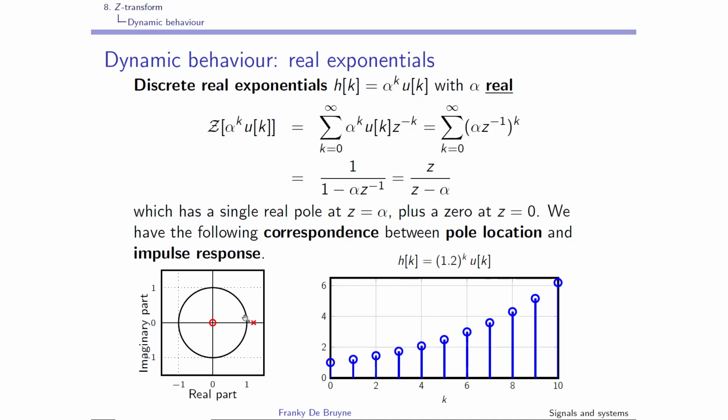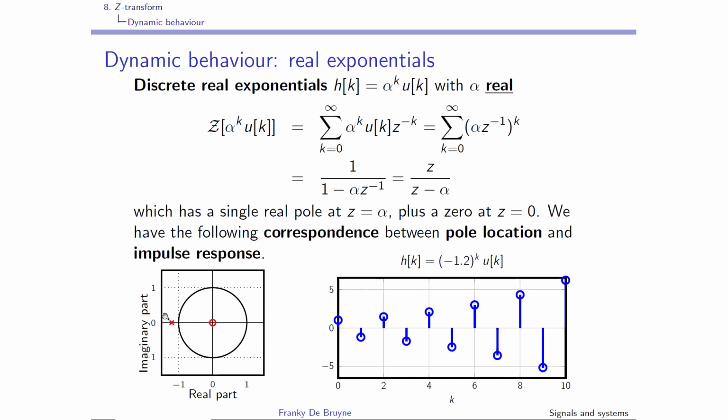When the pole is located outside the unit circle, so for instance here or here, you can clearly see that the system is unstable. The impulse response is growing to infinity. The system is unstable.